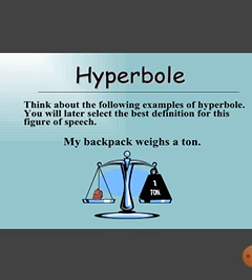So let's now look at hyperbole. Hyperbole. Look at what we have here. My backpack weighs a ton. You can't carry a ton. You can't carry it. But you are just trying to say that, oh, my backpack weighs so much. That's what you are saying.